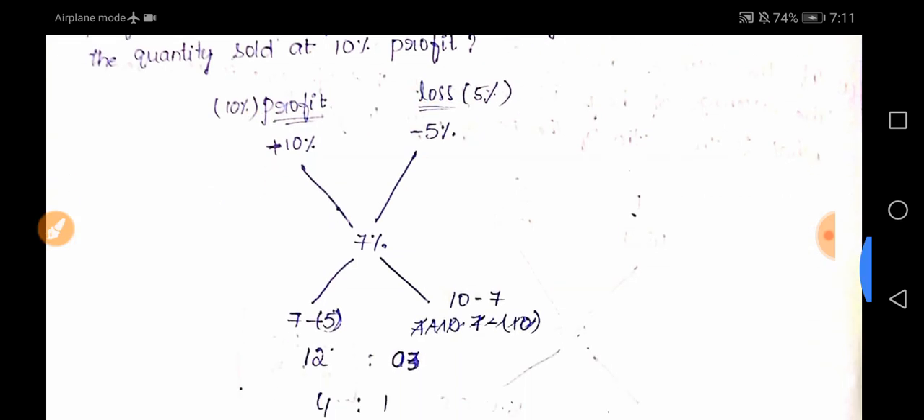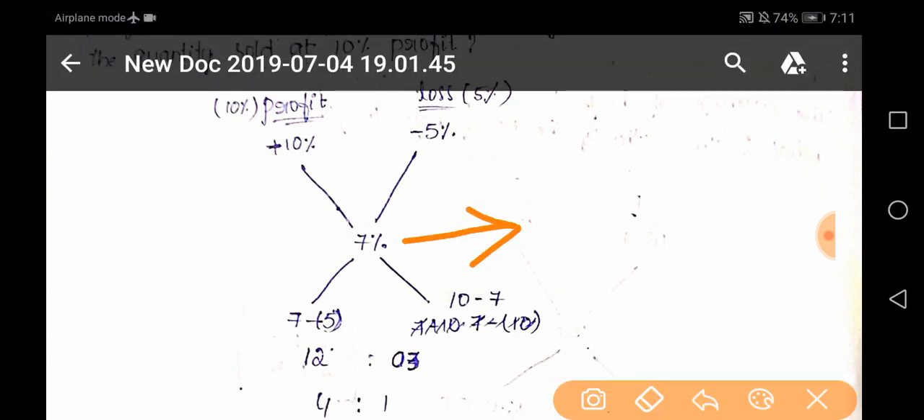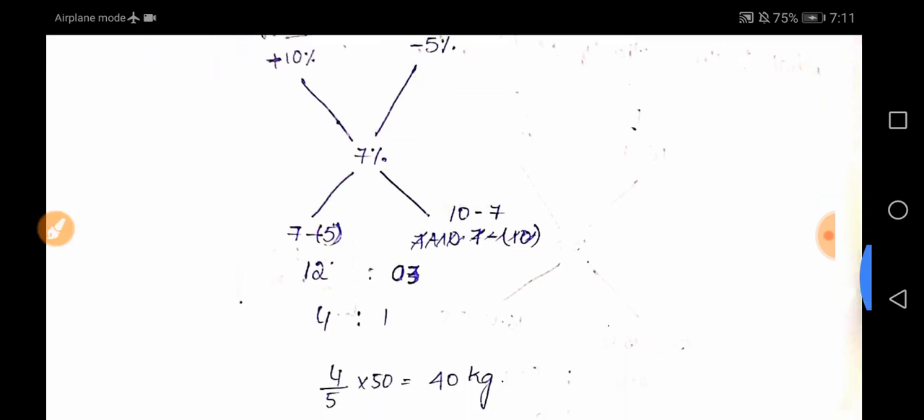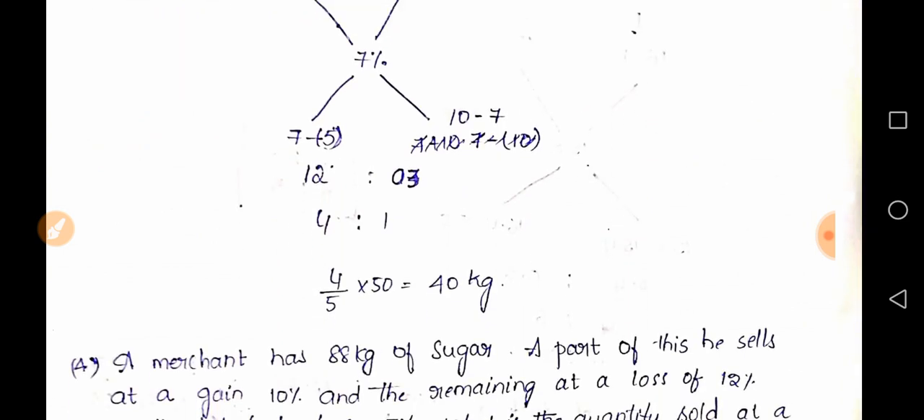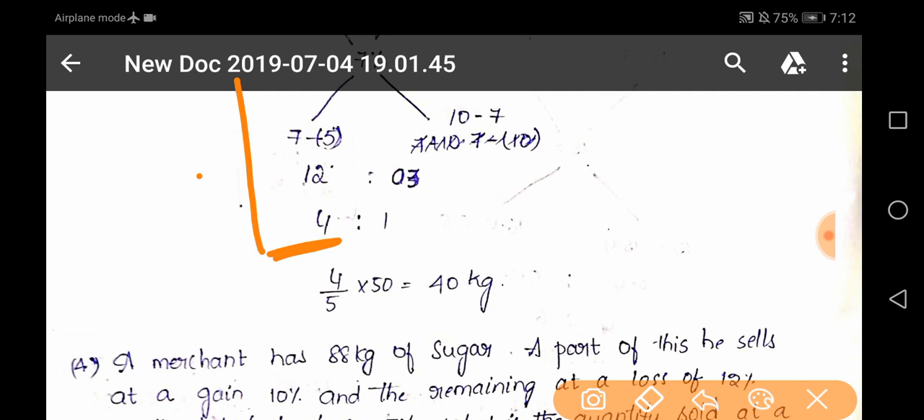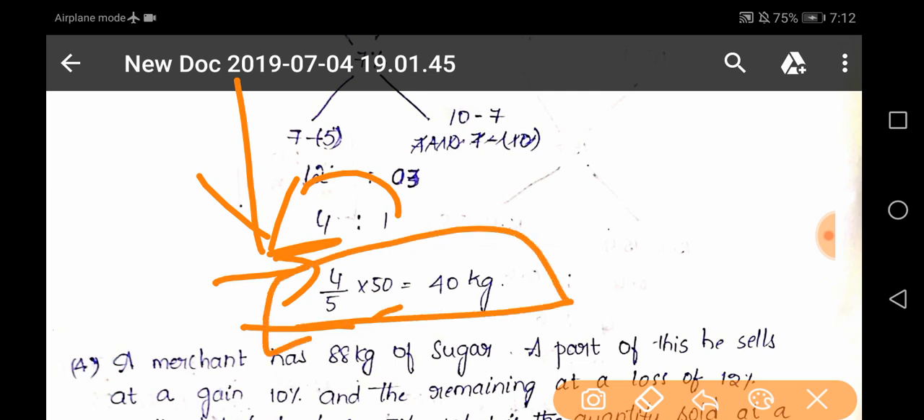So overall how much did he gain? 7% he gained, right? So from here we have to do a subtraction. 7 minus minus 5, that is 12, and 10 minus 7, that is 3. So 4 is to 1 is the ratio. But what they asked is, at 10%, what is the quantity? I mean for the profit, it is 4. Overall, how much? 4 plus 1, 5. 4 by 5 into 50 is nothing but 40 kgs. At 40 kgs, he gets the profit. This is how you'll solve it.